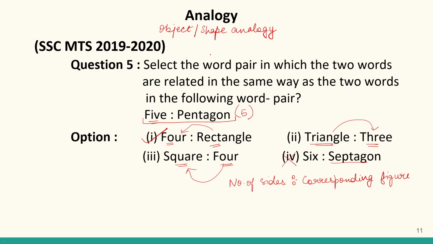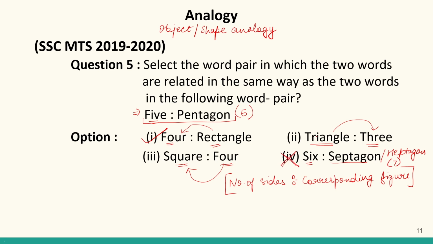So let me revise how we got this answer. In this question, the correct sequence is number of sides and the corresponding figure. This we found out with the pair given in the question, right? This is a figure with 5 sides and this is the number of sides, right? If we look at option number 4, heptagon, also known as septagon, it is the same word, right? It has 7 sides. And over here we only have 6. So we can clearly eliminate this option.